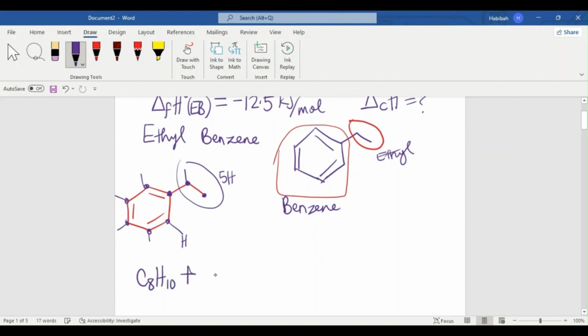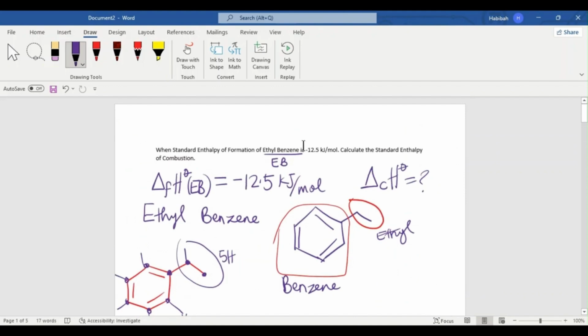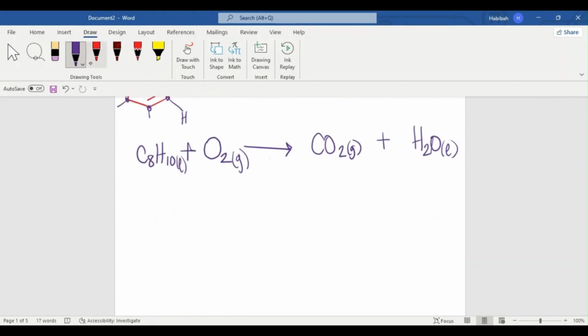So rewriting this, we have C8H10 plus the combustion reaction, because we're asked to find the standard enthalpy of combustion for this particular reaction. Anytime you have a combustion reaction, you always have carbon dioxide, CO2 gas, as well as H2O, water, which is in liquid form. This ethylbenzene is a liquid, and of course oxygen is a gas. Now we're going to balance this chemical equation, because that's the next thing you have to do. So you can see that we're inching into the question, calculate the standard enthalpy of combustion.